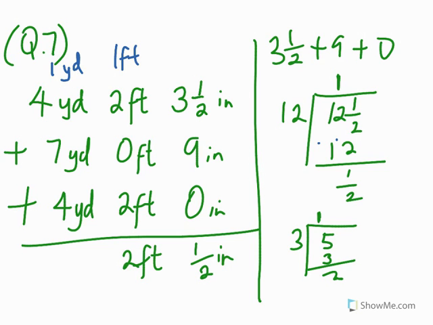Okay, then 1 plus 4, 5. 5 plus 7, 12. 12 plus 4, 16. So we have 16 yards, 2 feet, 1/2 inch.